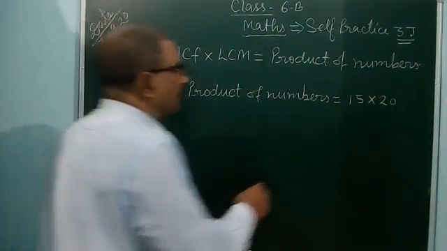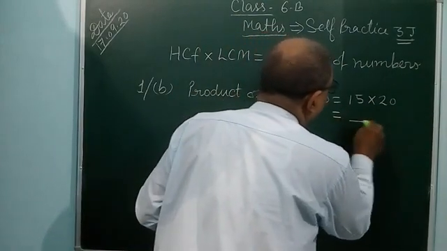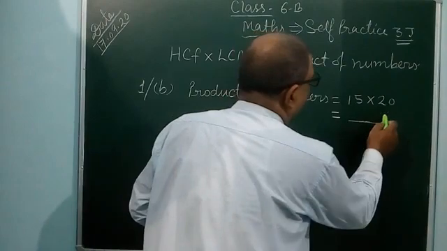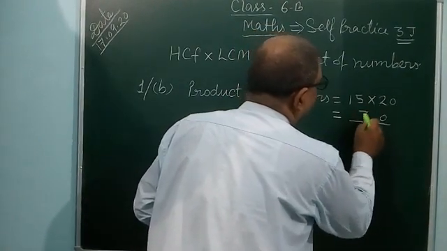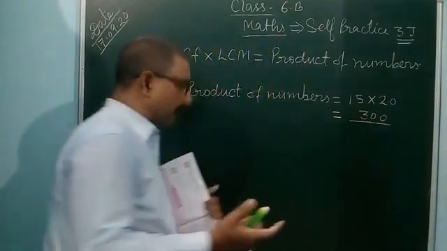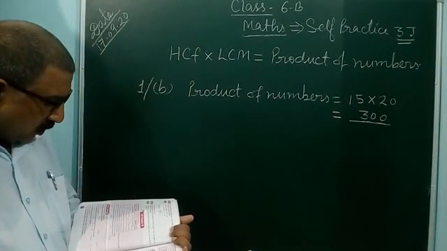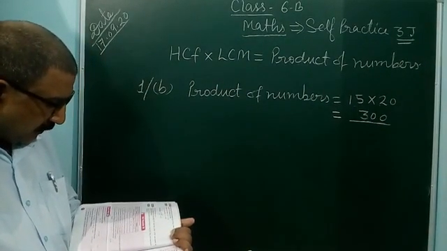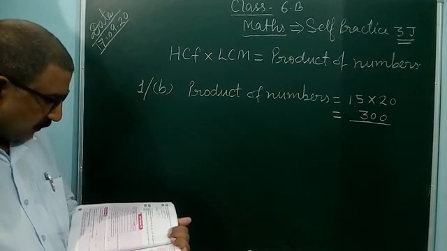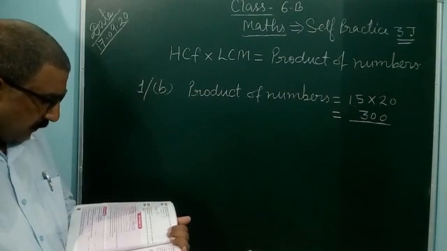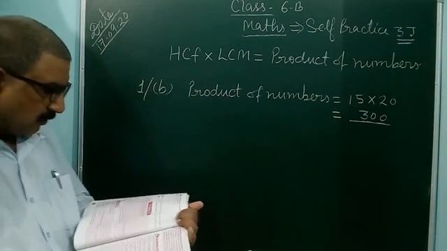So you can multiply simply. To fill, what should be filled? Here you can multiply: 15 into 20 will be 300. Very simple. And after that, the product of HCF and LCM. So the product of numbers is given, and the product of HCF and LCM, what will it be?